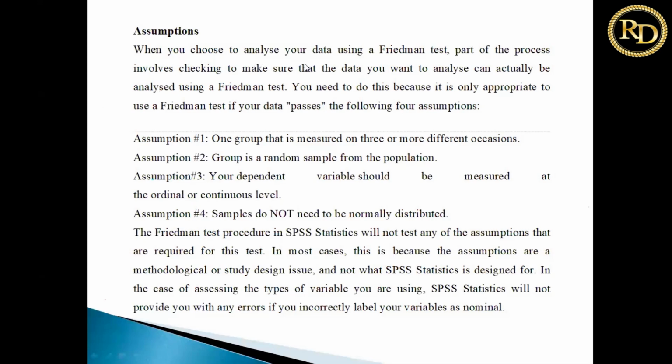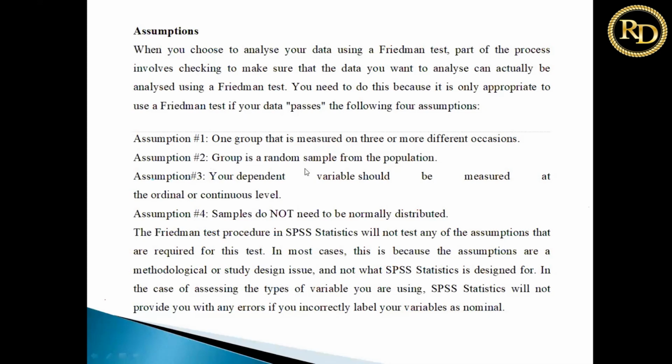When you choose to analyze your data using a Friedman test, part of the process involves checking to make sure that the data you want to analyze can actually be analyzed using the Friedman test. It means the assumptions should be met. It is only appropriate to use a Friedman test if your data passes the following four assumptions. One group is measured on three or more different occasions, that is, we have taken repeated observations more than twice.